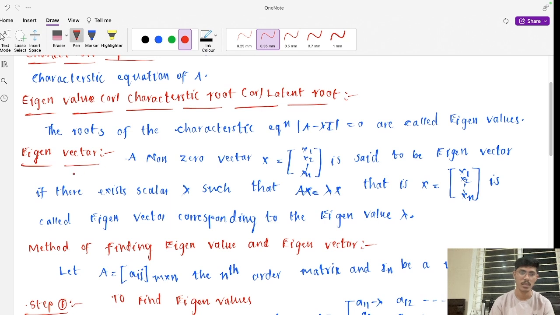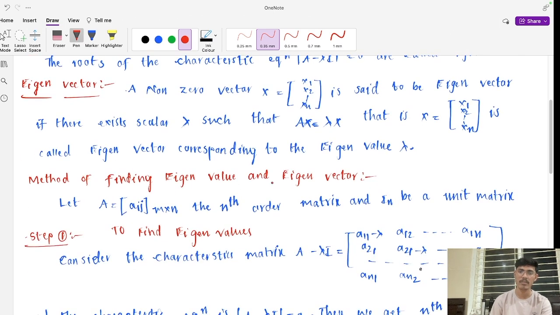Now we can see eigenvectors. A non-zero vector x equal to x1, x2 and so on up to xn is said to be an eigenvector if there exists a scalar lambda such that Ax equal to lambda x. From the eigenvalues we can find the eigenvectors. Such x is called the eigenvector corresponding to the eigenvalue lambda.